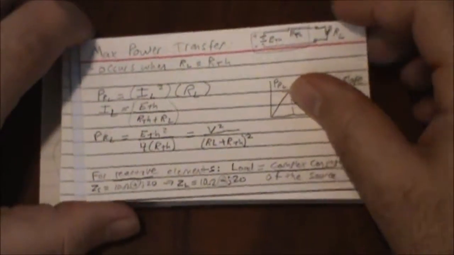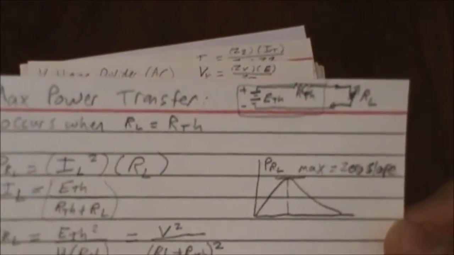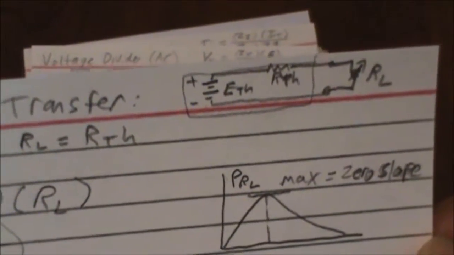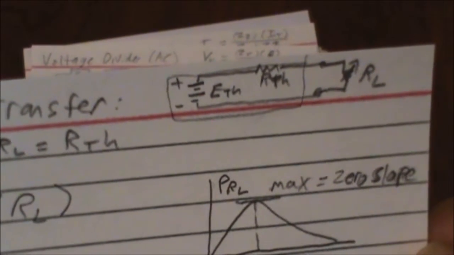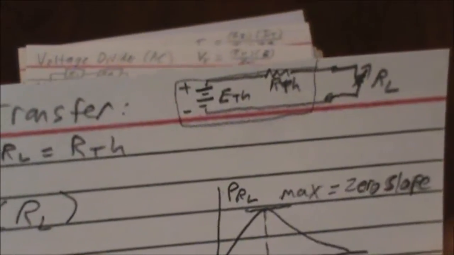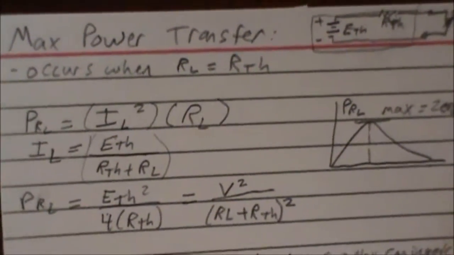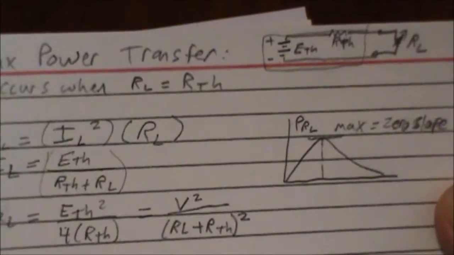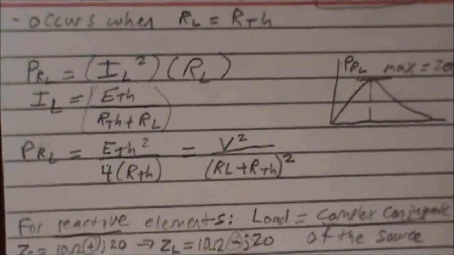Then we have this deal with what we call maximum power transfer, which builds on that. See, in this diagram we have your E Thev and your R Thev, and then we have your load, which is drawn here as a variable resistor, and max power transfer occurs when the load, R sub L, equals your Thevenin resistance.